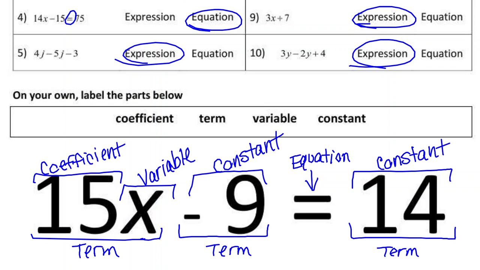And here are your answers to that. Make sure you always take the sign in front. So this is a -9. So it all together has to come together. And it's also a constant. So it's a term and a constant. Same thing with 14. It is a constant and a term. And 15 is a coefficient because it's the coworker to the variable.